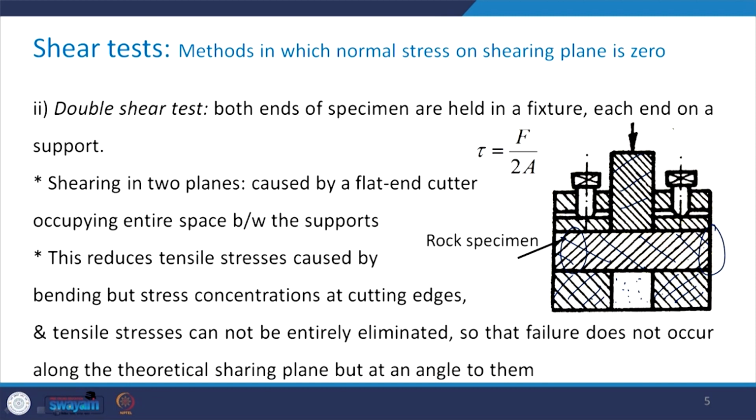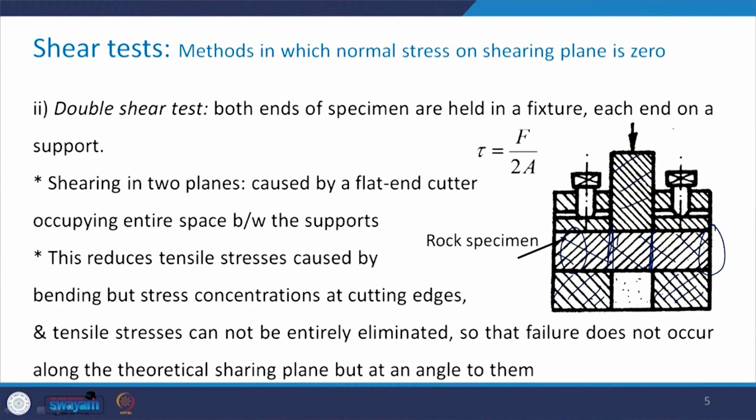Now, this test when we conduct, there are two planes through which the shearing will take place here, this one and this one. This reduces the tensile stresses which were caused by bending in case of the single shear test. However, the stress concentrations are still there at the cutting edges and tensile stresses also cannot be eliminated completely.